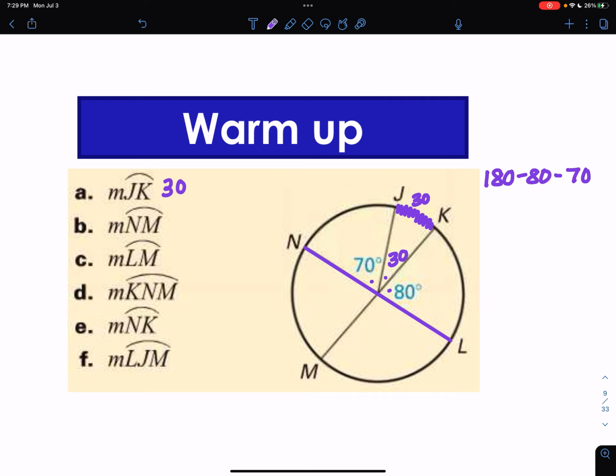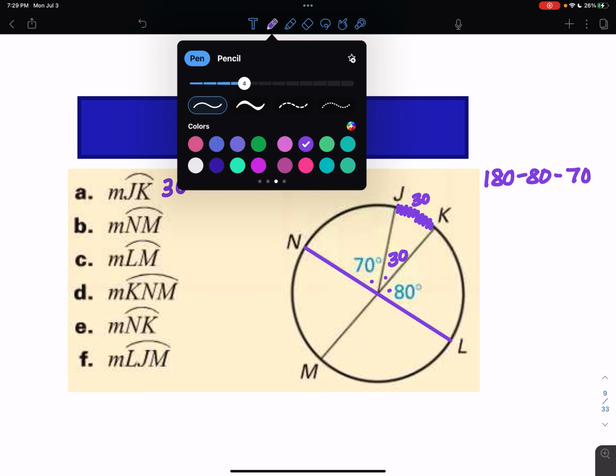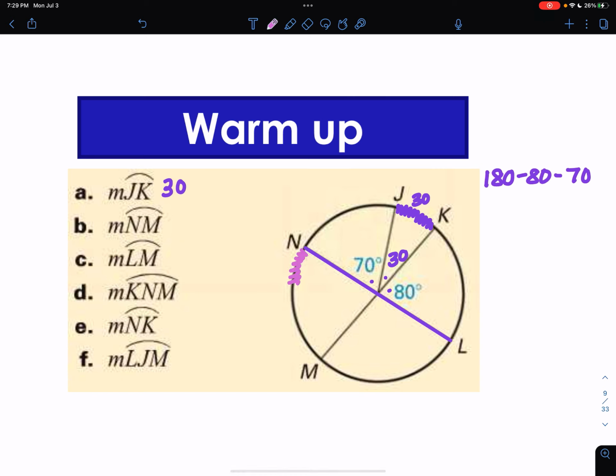All right, the next thing they want us to find is NM, right? So arc NM, that's this one right here. We can see that we have another diameter, MK. So when you take a look at that, we can see that this 80-degree angle is vertical with this 80-degree angle, which means NM must also be 80. All right, LM is next. If you look at that, see how those two pieces together form a semicircle? That means LM must be 100 degrees.